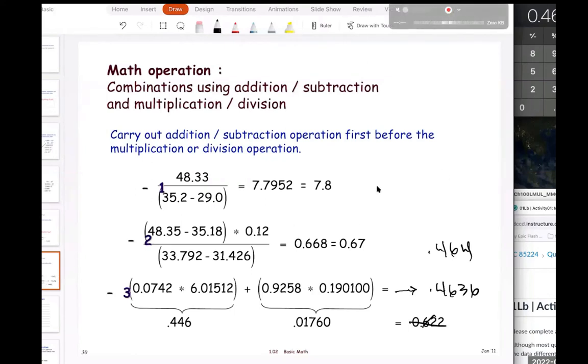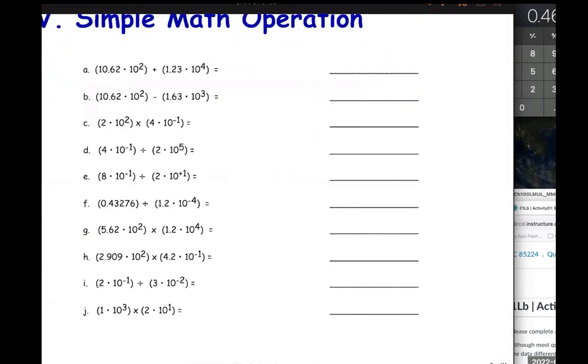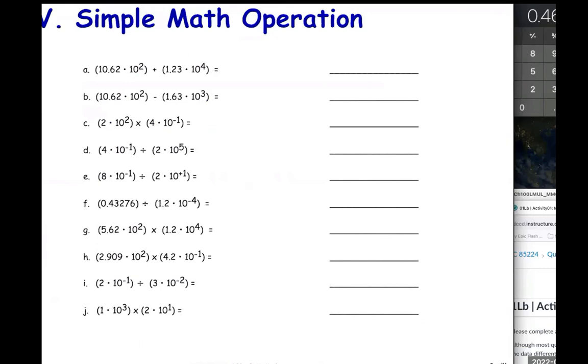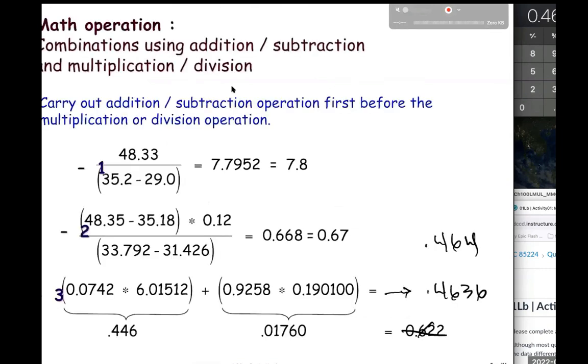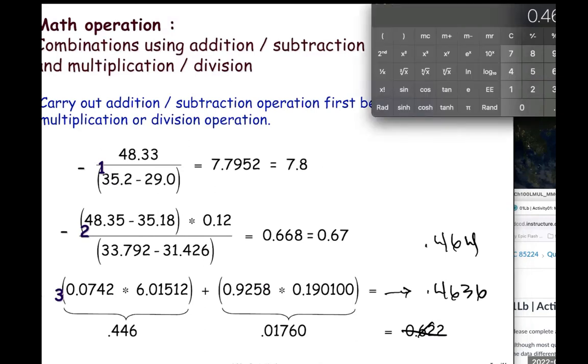So what I'm going to do now, because we're pretty much done with this part, is... Correct. It's 0.622. It's correct on the slide. Okay, let me take a look. 0.622 when I take 0.446 and I add 0.01760. Yeah, I did the same thing. Yeah, it's 0.622. That's weird. Let me try that.